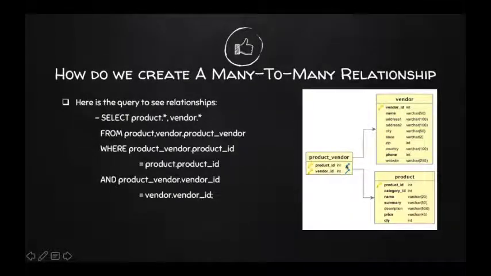So we have a product vendor table that can have a one-to-many relationship with vendor and a one-to-many with product. Therefore, a product can have a many-to-many relationship with vendor and vice versa. To query that, you would need the product table, the vendor table, and the product vendor table. And then you would need to match the IDs from your product to the product vendor ID and the vendor ID to the product vendor ID.